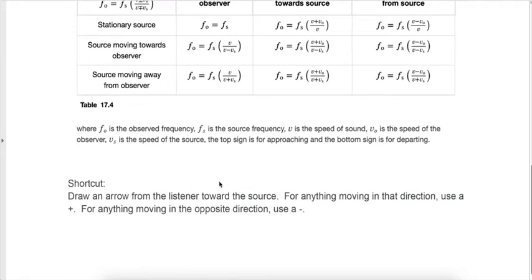But here's the key, and we'll do this in an actual example with drawings. Here's my shortcut for you. To figure out whether you want a plus or a minus on top or bottom, you draw a picture with your listener and your source. You draw arrows for anybody that's moving in the direction that they're moving. You draw a big arrow that starts at the listener and moves toward the source. So this arrow goes from the listener toward the source. Anybody that's moving in that same direction gets a plus. Anybody moving in the opposite direction gets a minus.